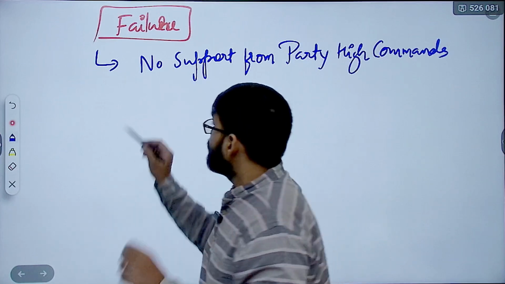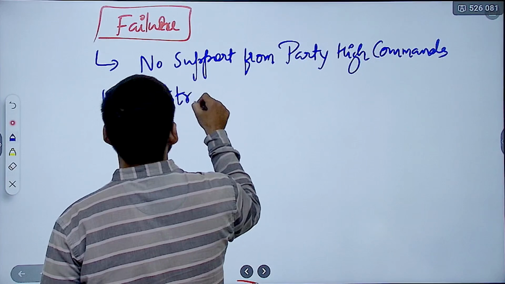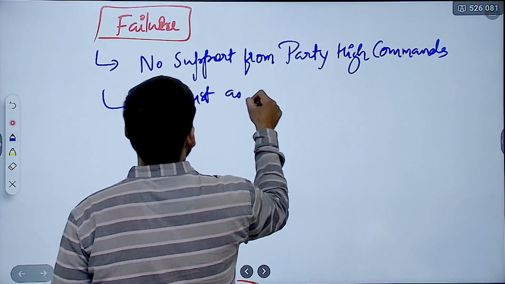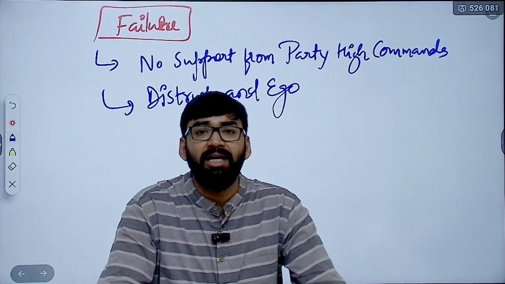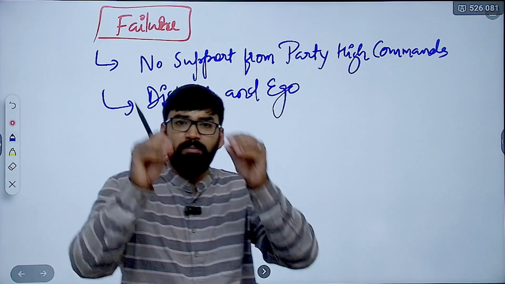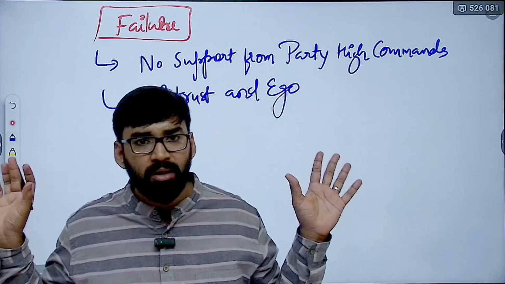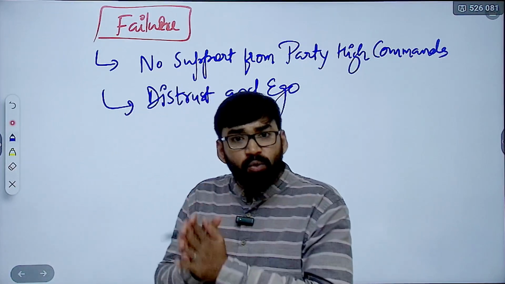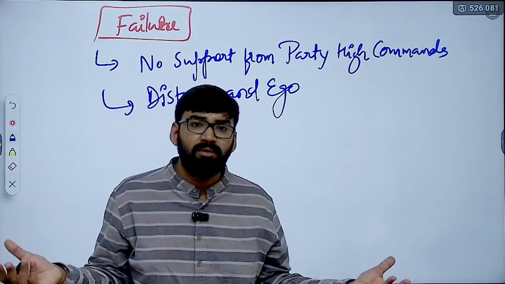Then, second, distrust and ego politics. Jinnah did not want the Muslim League to be seen as negotiating without his approval. Gandhi and Nehru were also irritated that Bhulabhai Desai acted on his own.